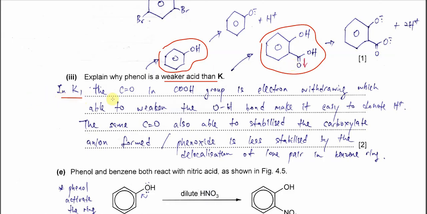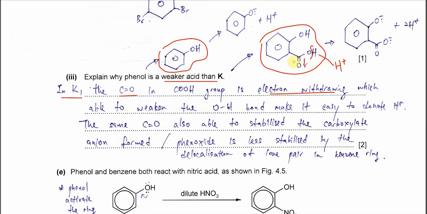So in K, the carbonyl group, the C=O in the COOH, is electron withdrawing. So it will withdraw electrons towards itself, meaning the oxygen. And once the electrons move to the oxygen, therefore the OH bond here is easier to break because the electron density here is lesser. When it is easier to break, the H+ will form more. When H+ is more, it means more acidic. So this is the first effect of the carbonyl group.